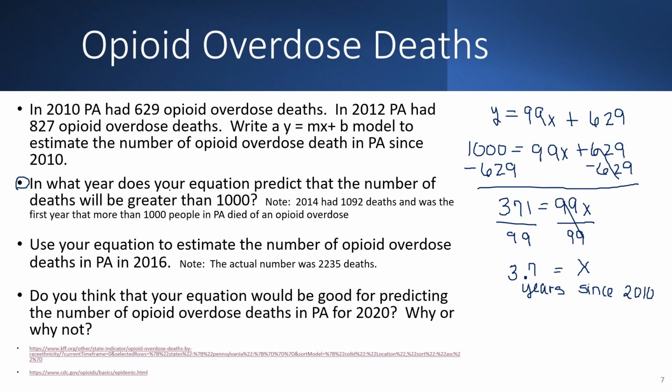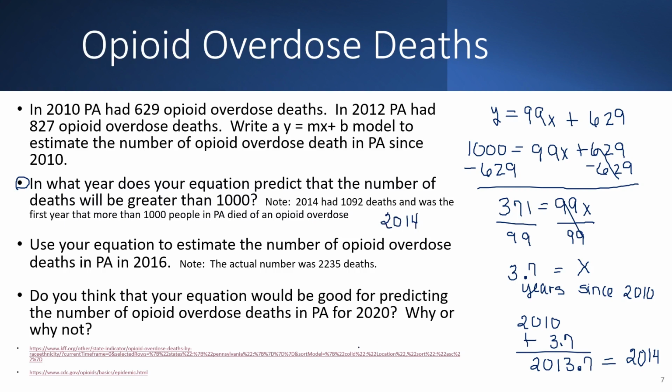And so it asks me in what year. So I'm going to take 2010 and I'm going to add the 3.7 to it, and that's going to give me 2013.7. And since we don't really talk about years with decimals, I'm going to round that to the nearest year, which would be 2014. So in answer to the question, in what year does my equation predict that the number of deaths will be greater than 1,000? That would happen in 2014.